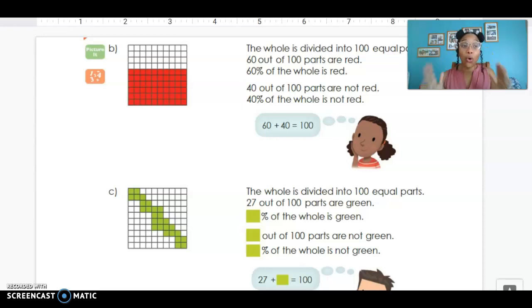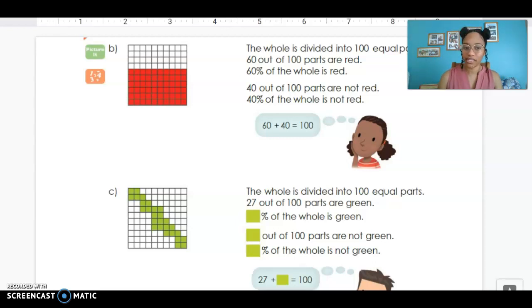Remember that percent always means out of 100. So if we divide a 100th square, or the whole 100, into two different parts, those parts need to add up to create 100 equal parts. Okay? In that case, we knew that 60 plus 40 equaled 100. So once we knew 60% were red, we knew 40% were not red, because 60 plus 40 equals 100.